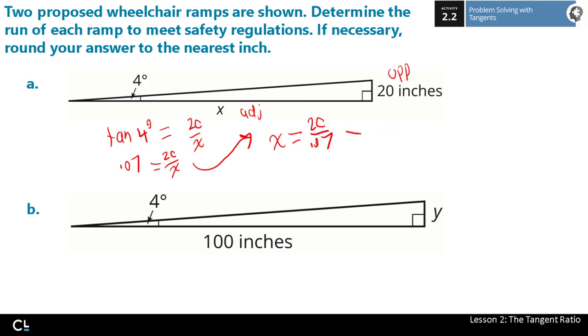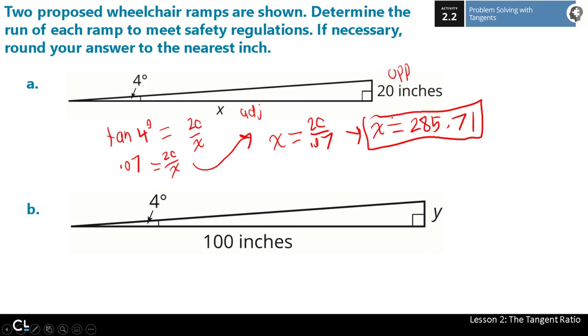But then we could say that x is equal to 20 divided by 0.07. So we just plug it into our calculator. We do 20 divided by 0.07, and it's going to give me a number. And that number is 285.71. Perfect.